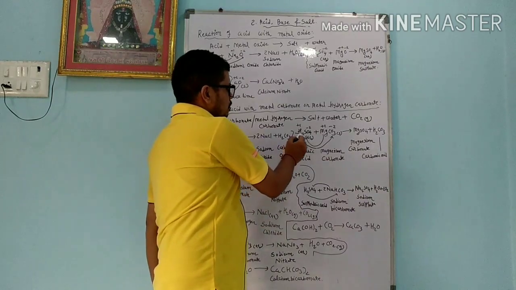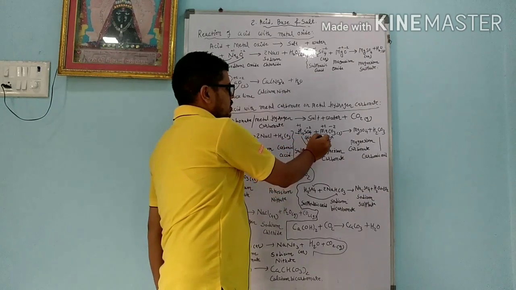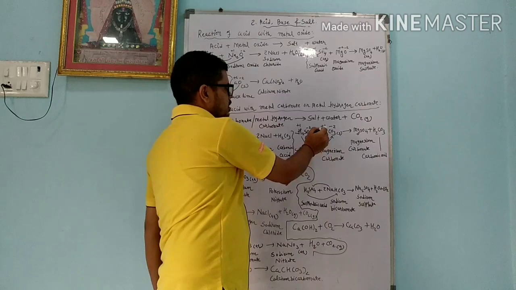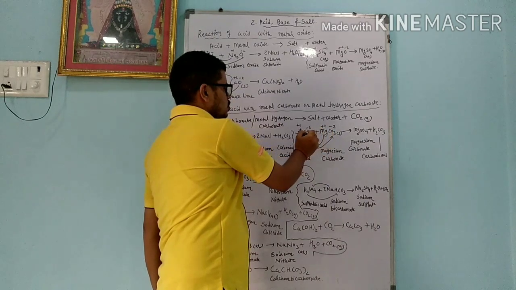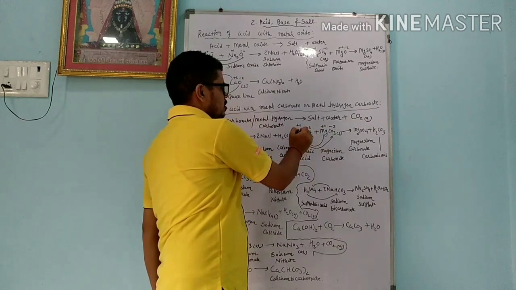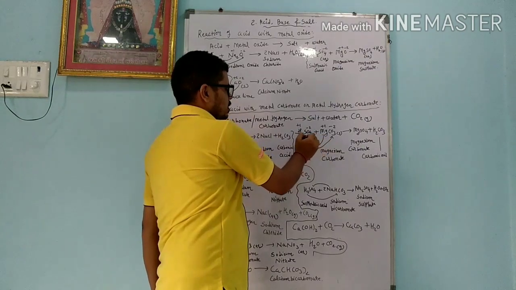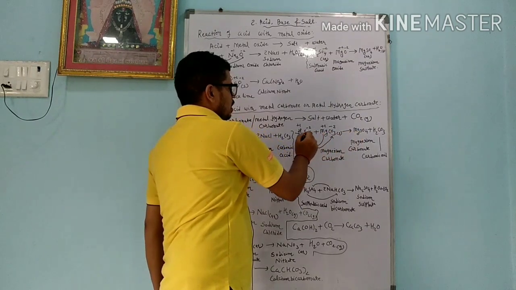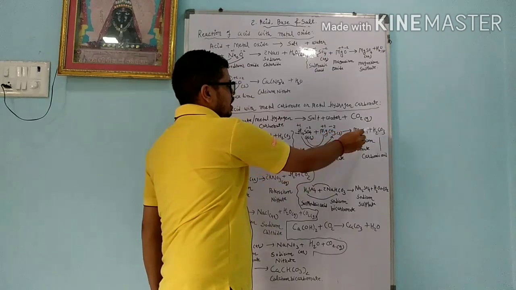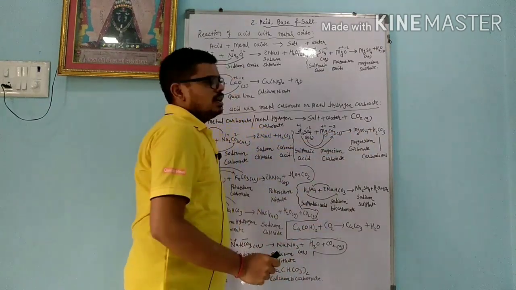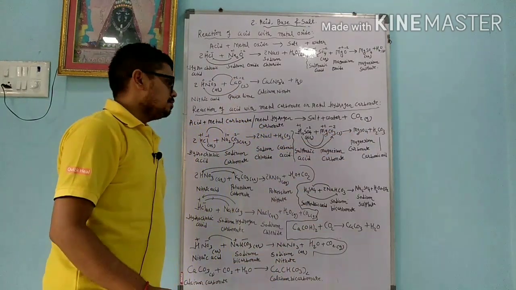Same way, when 1 mole of sulfuric acid react with magnesium carbonate, then magnesium is +2, carbonate is -2, SO4 is -2, and H is +1. Mg react with SO4, so we get magnesium sulfate, and H2 react with CO3, so we get carbonic acid. Instead of that, we can also write H2O plus CO2.